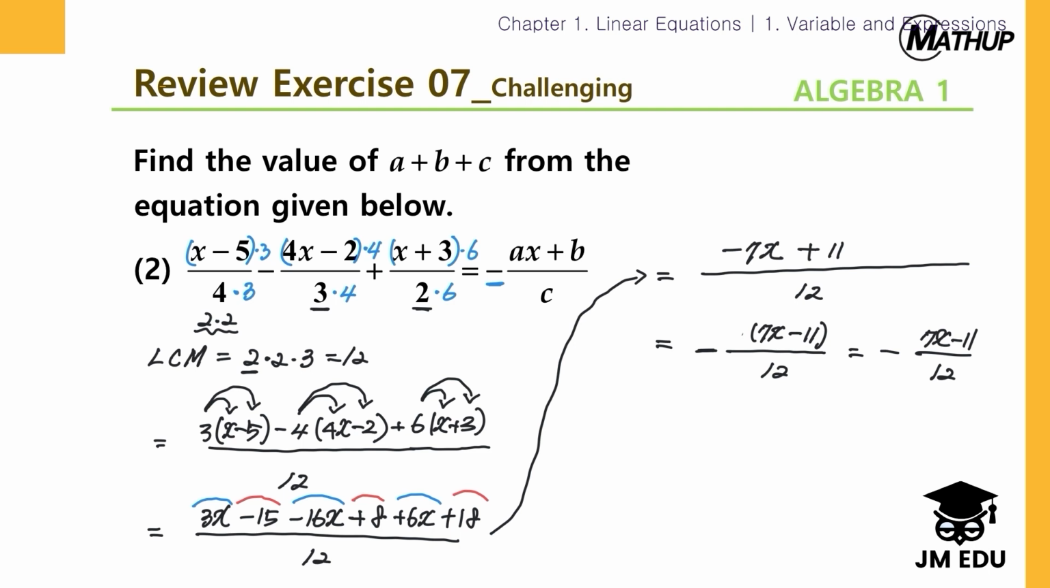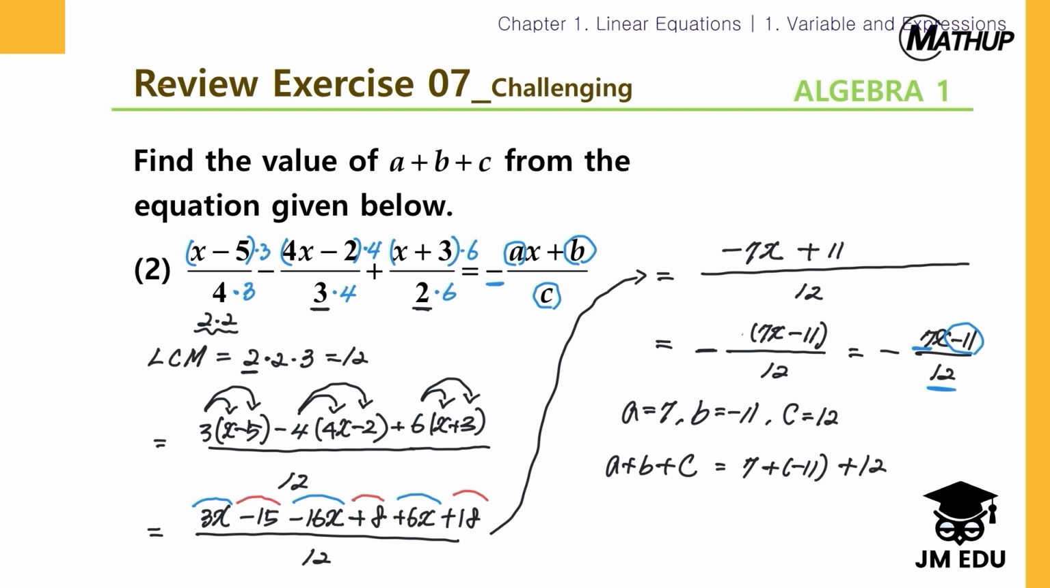Now we can say that A is equal to 7, B is equal to minus 11, C is equal to 12. So finally, A plus B plus C is equal to 7 plus negative 11 plus 12. So that is equal to, well, the sum of these two numbers, that's 1, right? So 1 plus 7, that's 8.